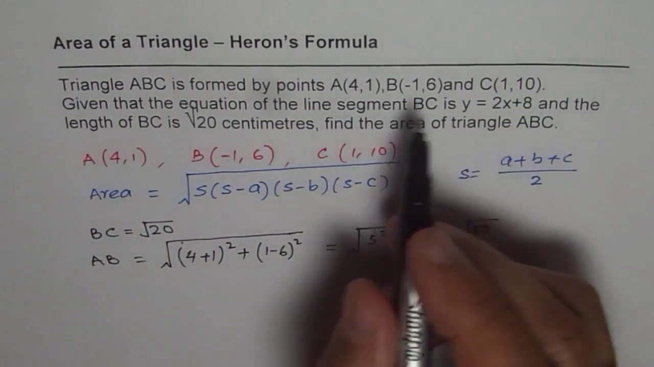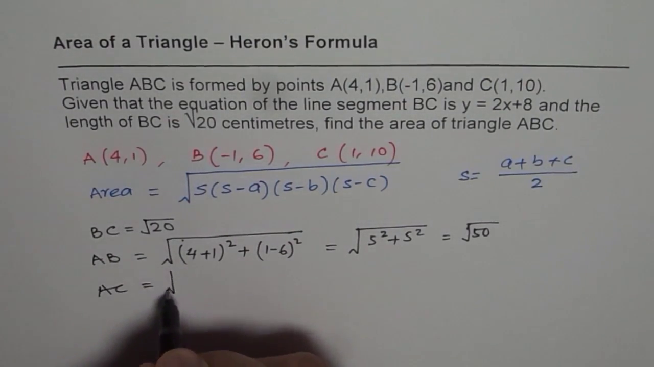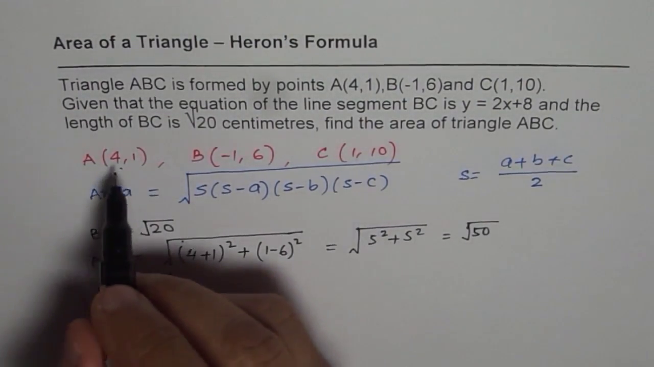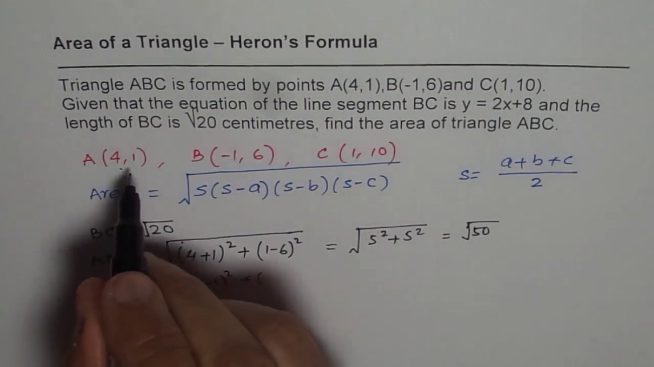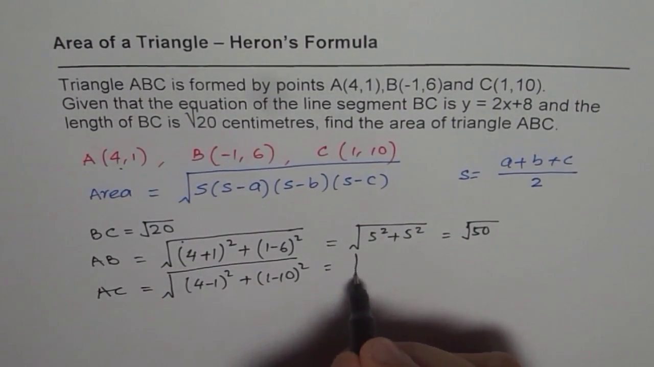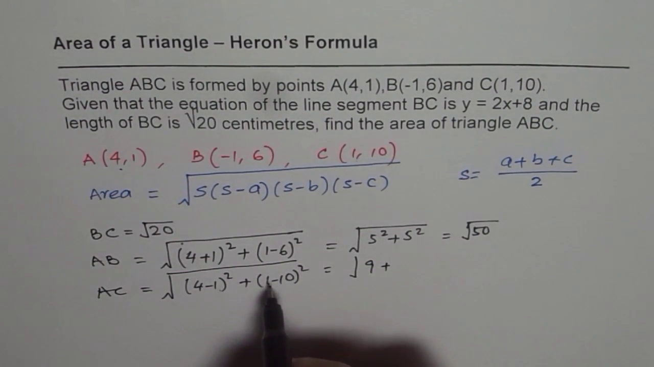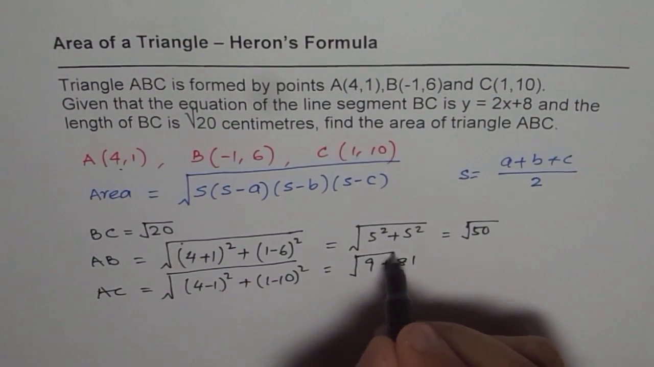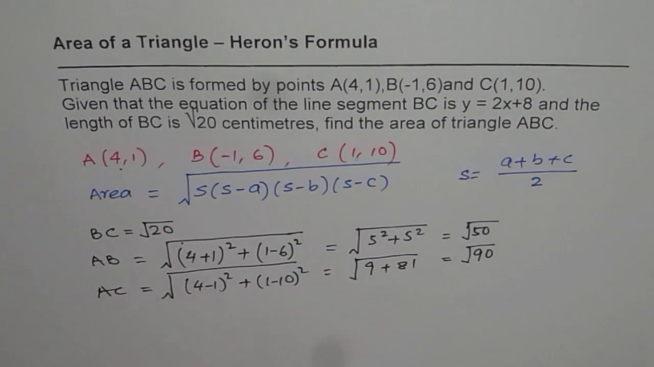Let's find the third side, which is AC. AC equals the square root of (4 minus 1) whole squared plus (1 minus 10) whole squared. 4 minus 1 is 3, and 3 squared is 9. Here we have 1 minus 10, which is minus 9, and minus 9 squared will be 81. It will always be a positive number. So we get square root of 90. So we know our three sides, a, b, and c, correct?